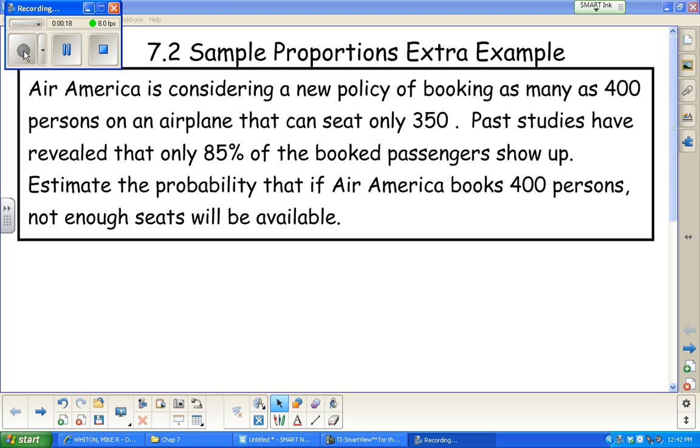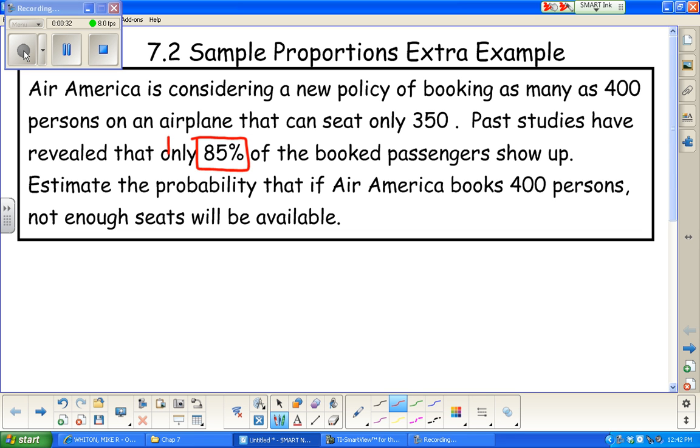So the situation, Air America is considering a new policy of booking as many as 400 persons on an airplane that can seat only 350. Past studies have revealed that only 85% of the booked passengers show up. Okay, so that kind of sounds like a population proportion, P. Estimate the probability that if Air America books 400 persons, not enough seats will be available.